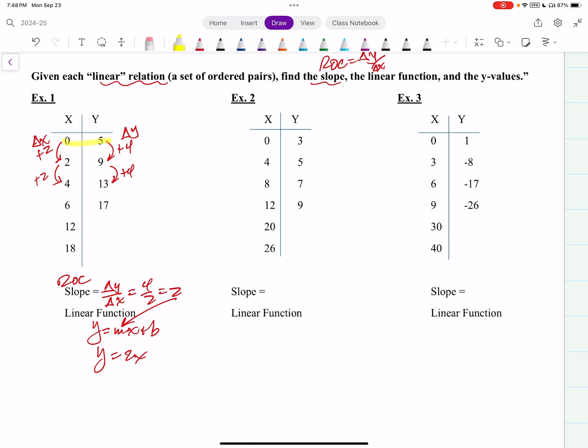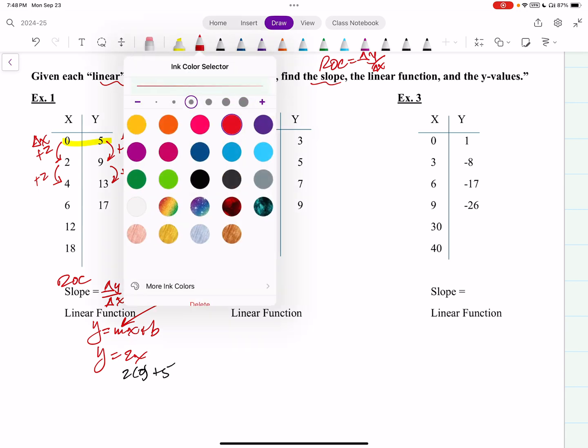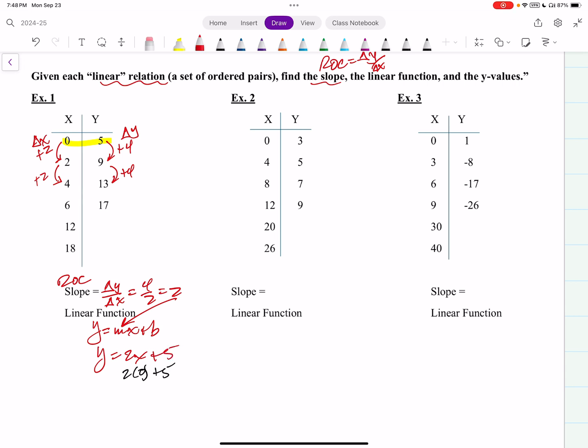And then again, you have the initial value here. When x is 0, if you substitute 0 here, you have 2 times 0, which is 0, but you need a 5, so you have to add 5. So we know our linear function is y equals 2x plus 5. And once you know your linear function, you substitute it in. So 2 times 12, and then add 5. So what is that? Well, 2 times 12 is 24, 24 and 5, 29. Next one, 2 times 18 plus 5. That's 36 plus 5, or 41. Okay, and those are your y values.